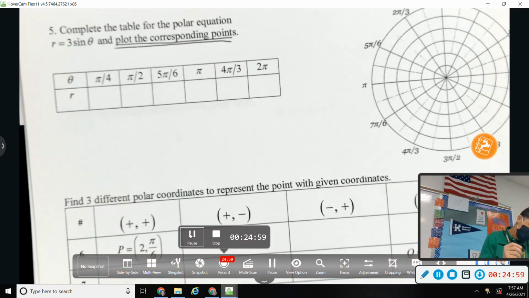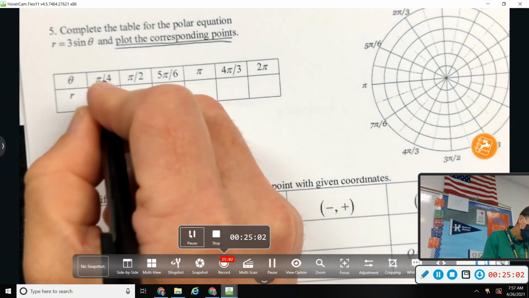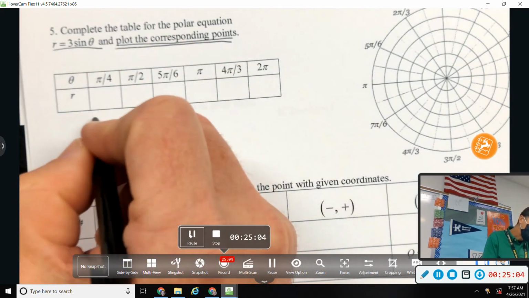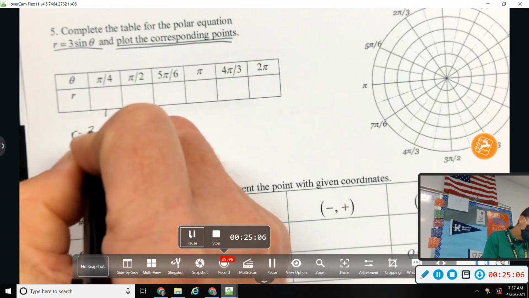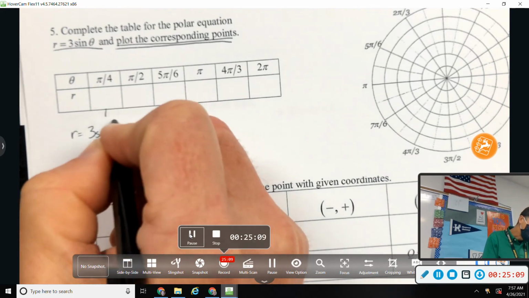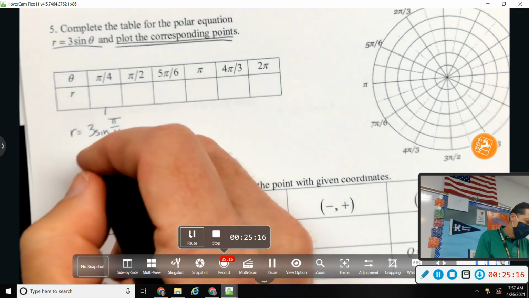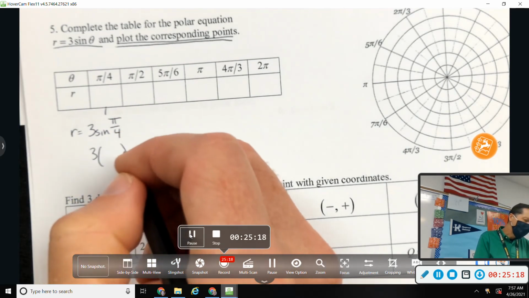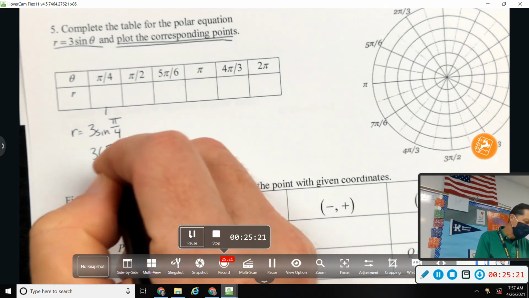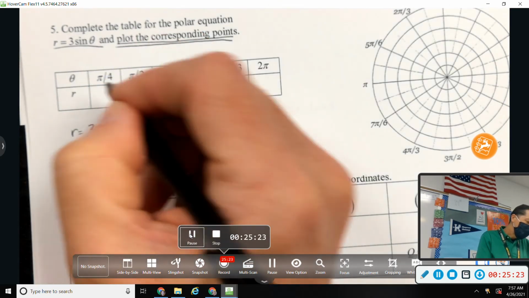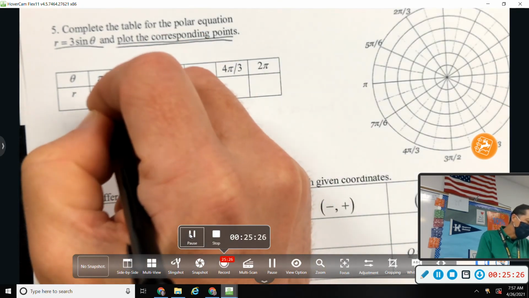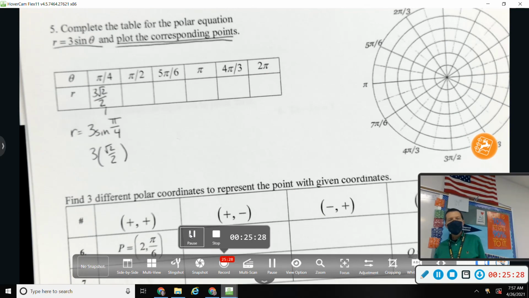So if r is 3 sine theta, and theta is pi over 4. And let's see, sine of pi over 4, that's the one in the middle, that'd be root 2 over 2. So there's one answer is 3 root 2 over 2. I mean, that's not wrong, it's just where in the world is 3 root 2 over 2?